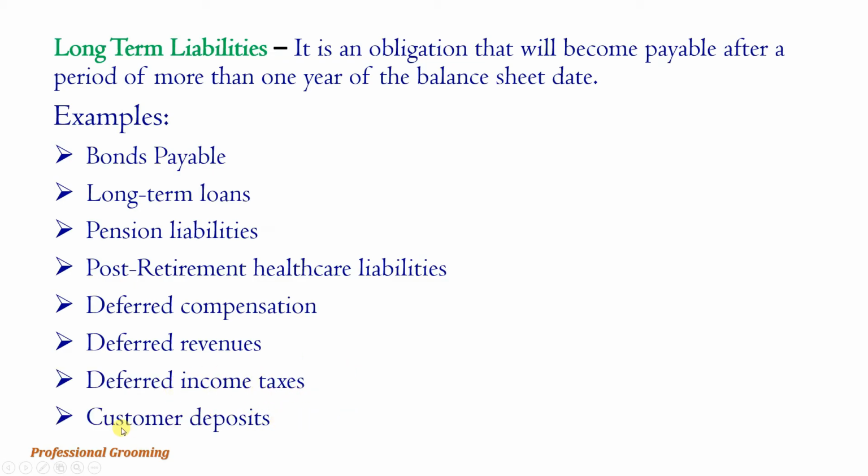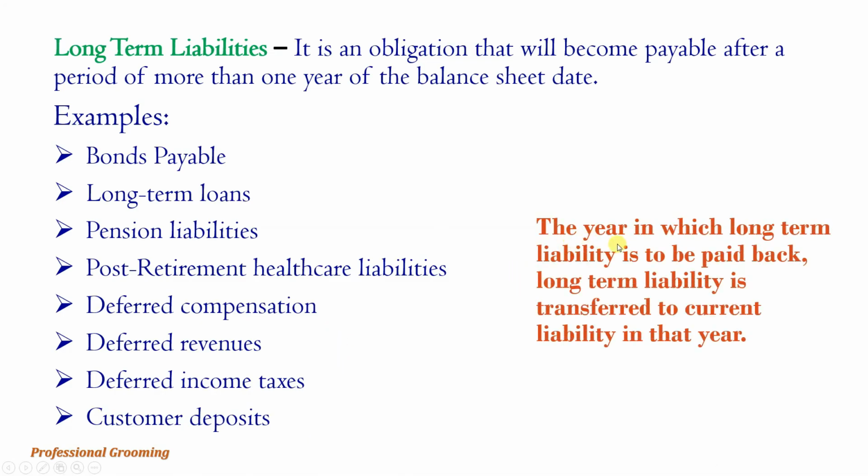And at the last, there are customer deposits. Customer deposits for more than 1 year are also our long-term liabilities. Remember one thing, guys, the year in which a long-term liability is to be paid back, the long-term liability is transferred to current liability in that year. Suppose we are going to pay a long-term loan and the loan term was 5 years, then in the 5th year that loan will become a current liability, not a long-term liability.